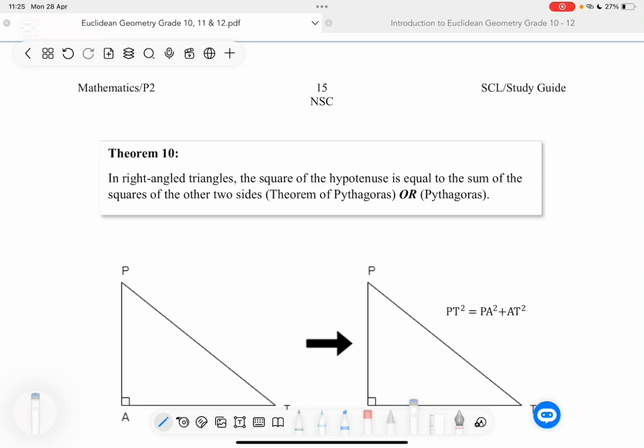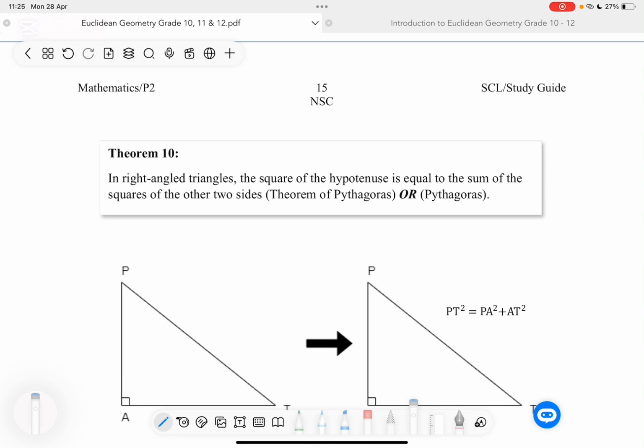Theorem 10 looks at a very special triangle, which is called a right-angled triangle. Now, this theorem is attributed to a great mathematician called Pythagoras. These are some of the people who contributed to geometry. As you can imagine, Euclid was not the only one who built up Euclidean geometry. There were other contributions from other mathematicians.